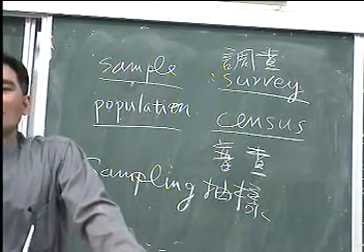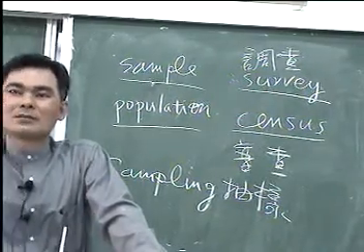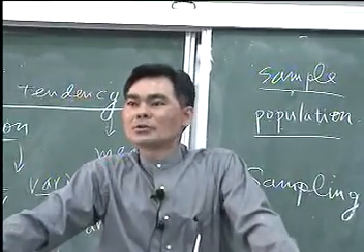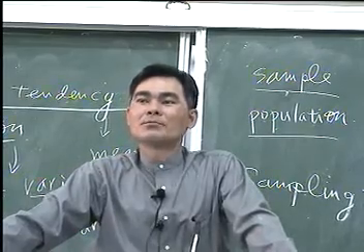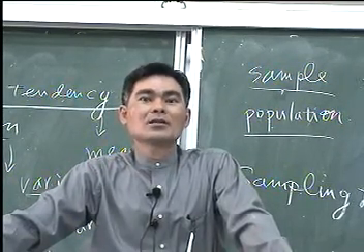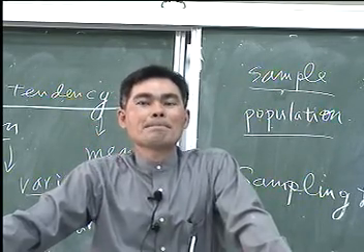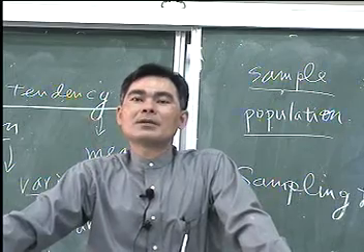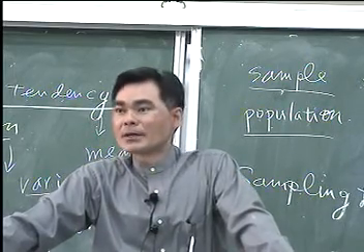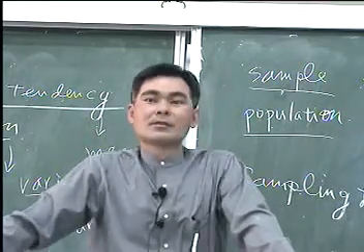So there are several issues here. Why do we oftentimes study a sample instead of the population? Because it is much more expensive to study the population. Sometimes it is very difficult, and oftentimes it may even be impossible. Sometimes it may be impossible to do a census.